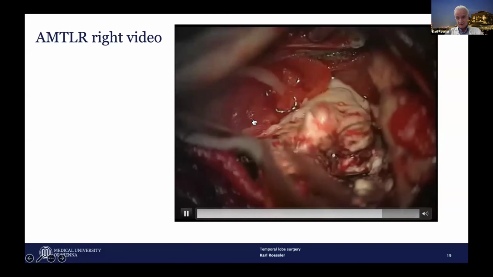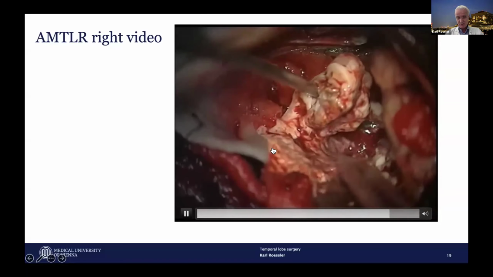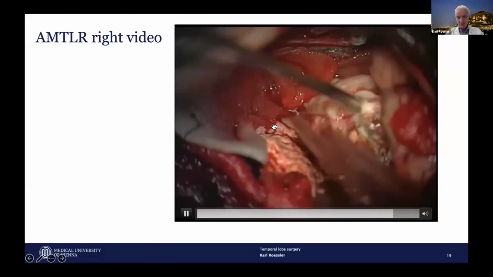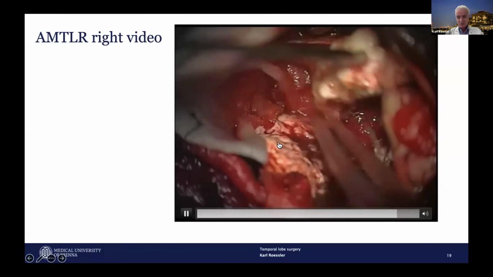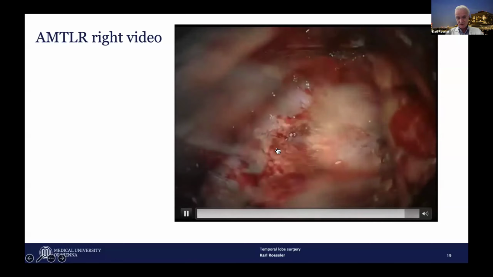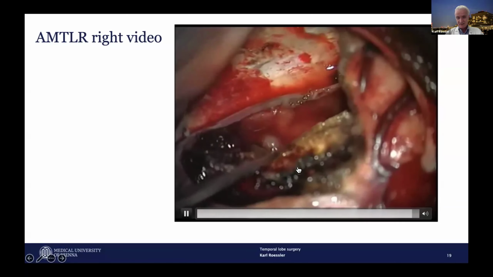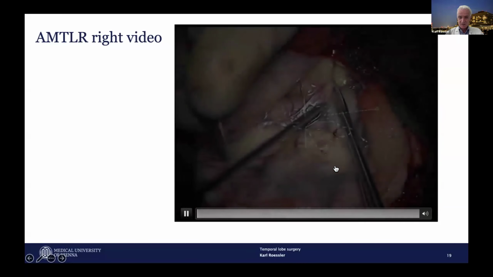Yeah, this is the place where, if you go up along the MCA, you are coming to this piriform cortex. Yeah, I think this is the end of the resection already.